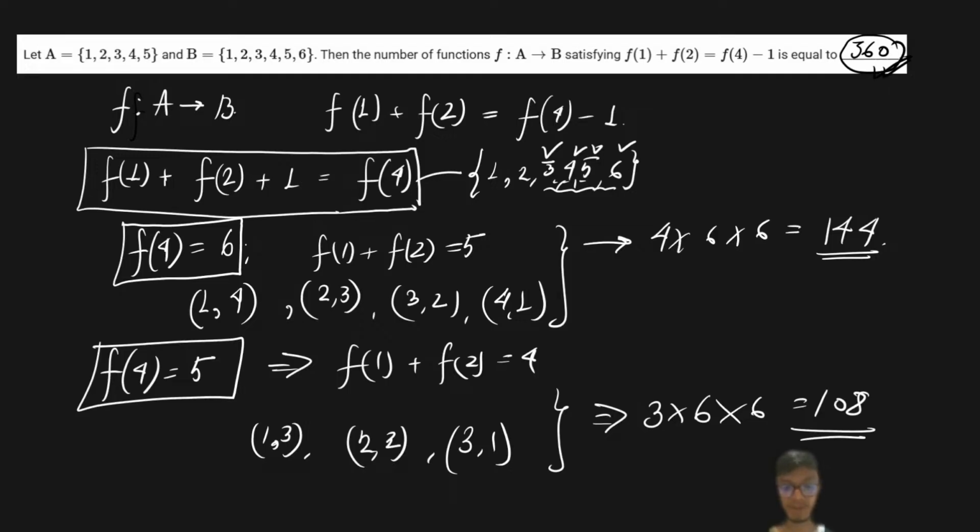Okay, I hope this solution is clear to all of you, right? Please let me know if the solution is clear or not.